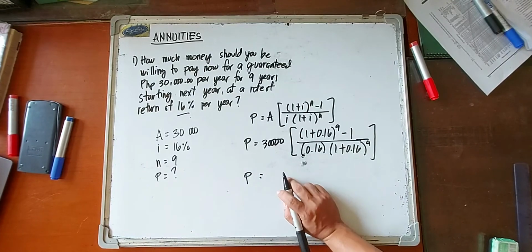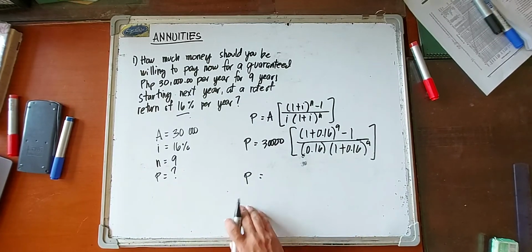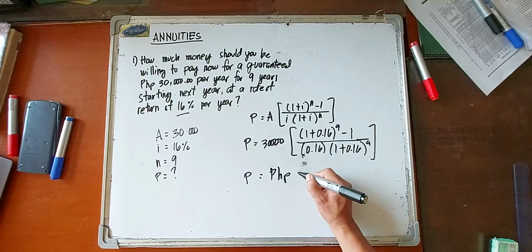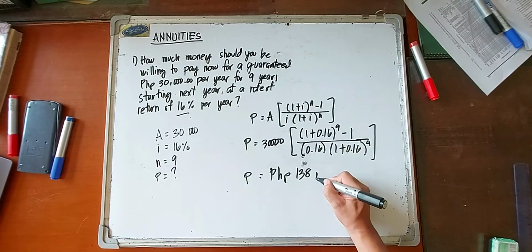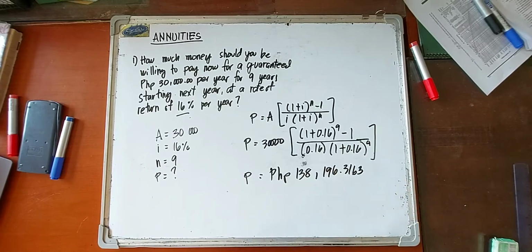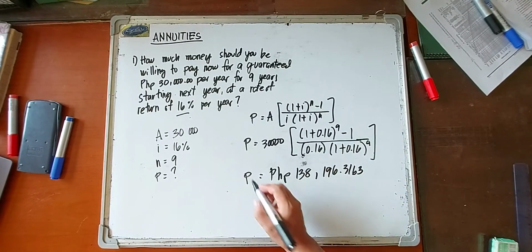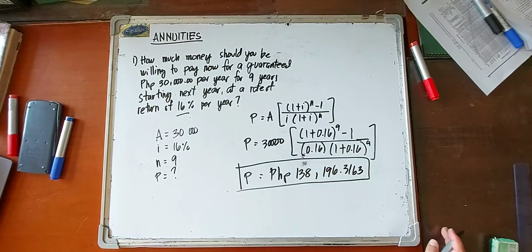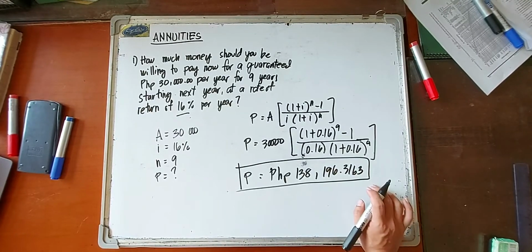Okay, so we have ang i-deposit natin ngayon ay 138,196.316 pesos. Yan ang i-deposit natin, so that we will be, or I will be receiving 30,000 every year for 9 years starting next year. Okay? Ayan.